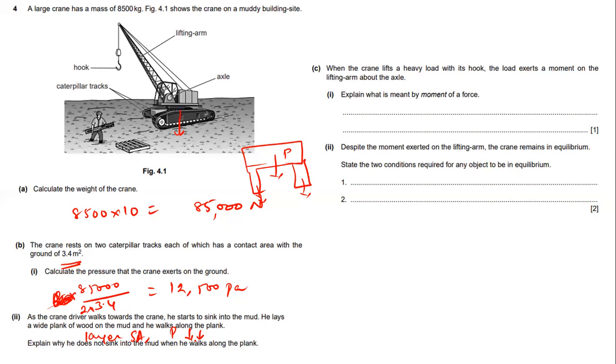State the two conditions required for any object to be in equilibrium. See, you put an object over here, and as a result of it, the force is acting here. You should expect that the crane should topple down, but that's not happening. But why does the crane remain in equilibrium? And explain the conditions required for any object to be in equilibrium.